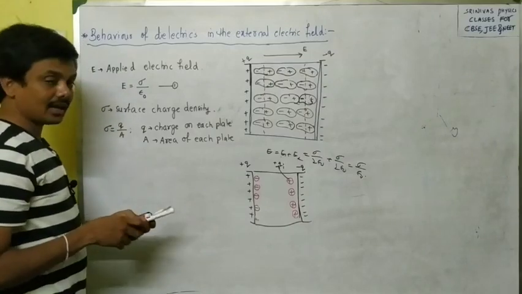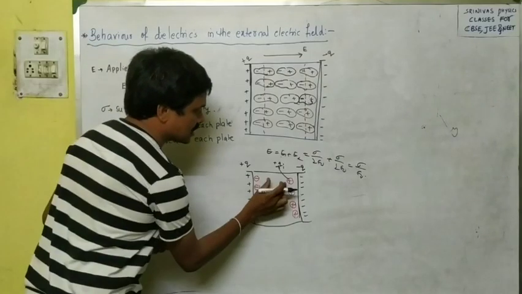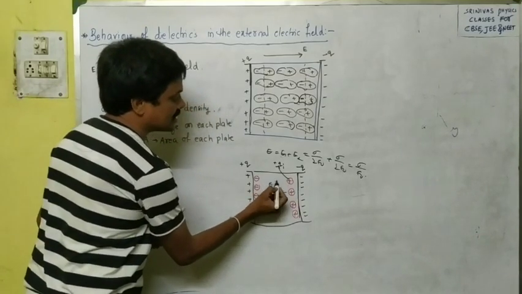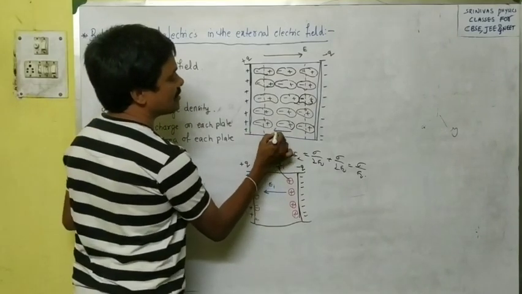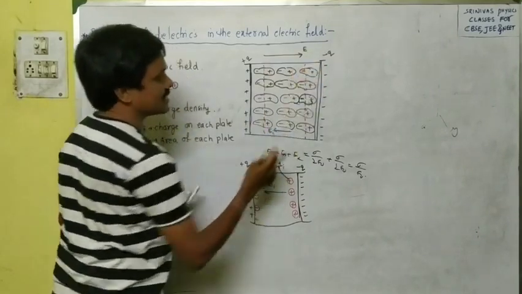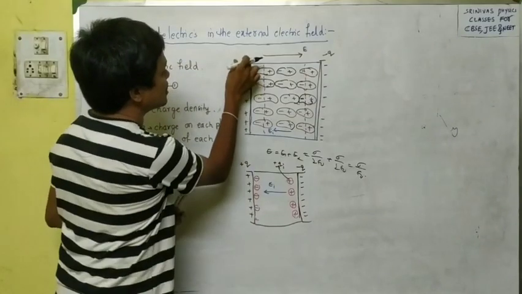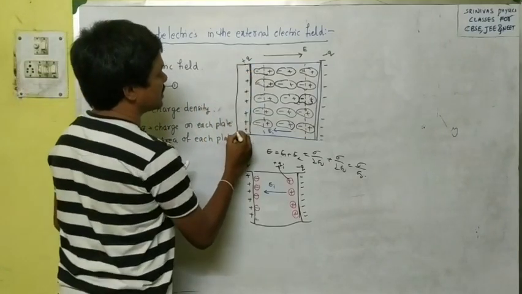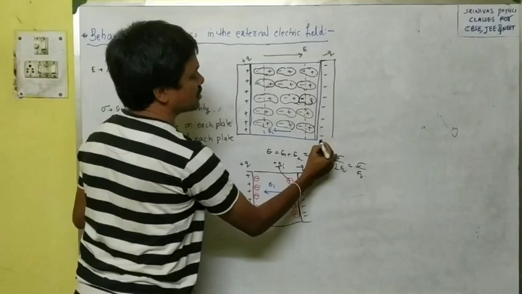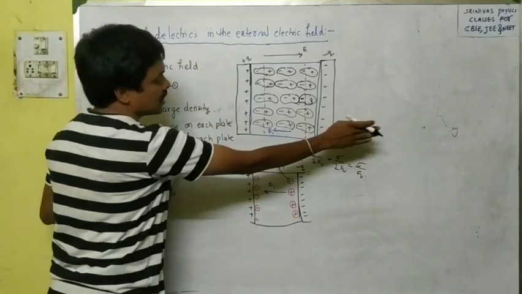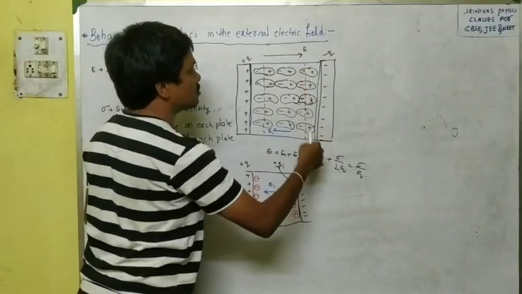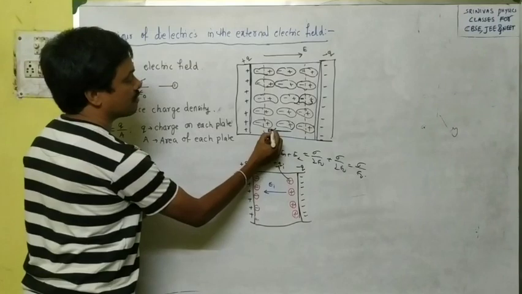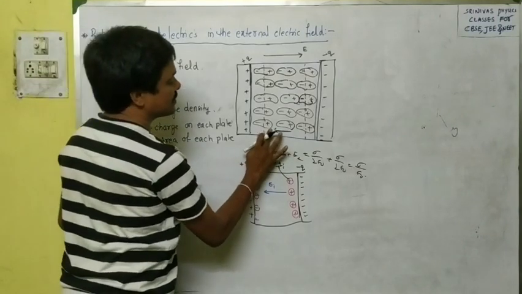Okay, here negative charge is induced, and in the middle the charges will cancel with each other. Let us see, due to this induced charge some induced electric field will be there. The applied field goes from the positive charged plate to the negative charged plate, to the right side. In the dielectric, this side positive is induced and this side negative is induced, so the induced electric field will be on the left side.